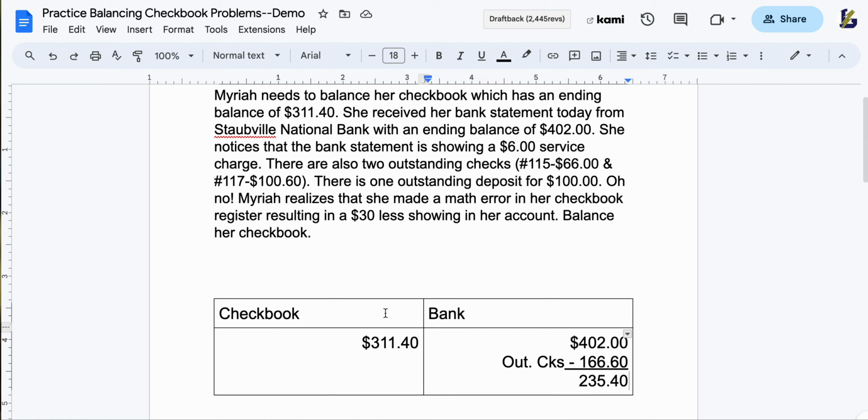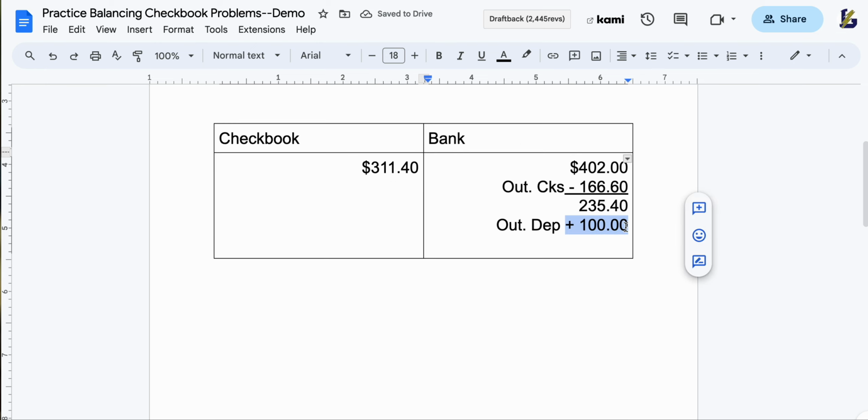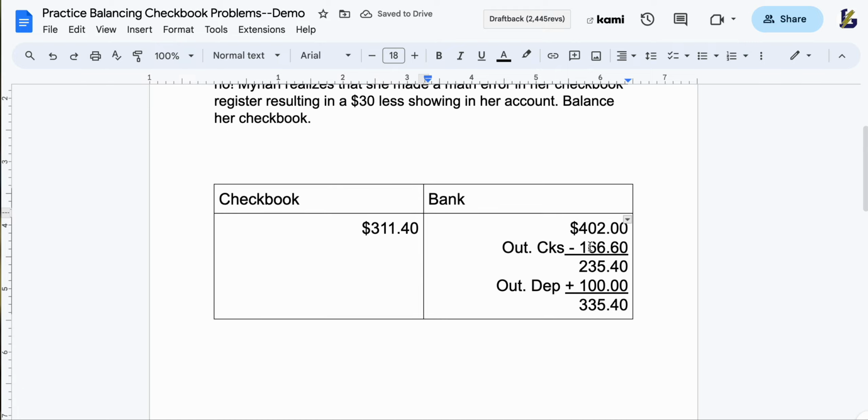There are always two things that you look for on the bank side: outstanding checks and outstanding deposits. There's one outstanding deposit. Myra deposited $100 and it's not showing up in the bank yet. So that needs to be added to the bank side. We're going to add the $100, and when we do that, we get $335.40. Oh man, we are still off somewhere.